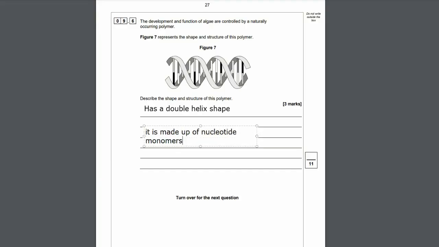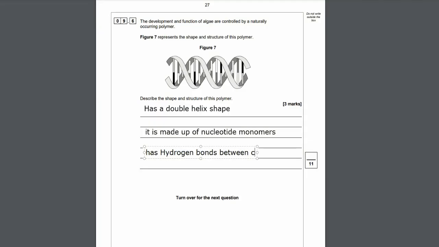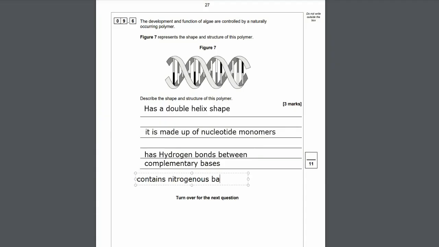It's made up of 2 polynucleotides made up of many nucleotide monomers joined together to form polymers. Sugar phosphate backbone would get you a mark. It's got hydrogen bonds between complementary base pairing, A to T, C to G, if you want to talk about that. Each individual nucleotide has a nitrogenous base, a phosphate group, a sugar. You can call the sugar pentose or deoxyribose. So loads and loads of different points you can get on this about the structure of DNA. Easy peasy. Let's move on.